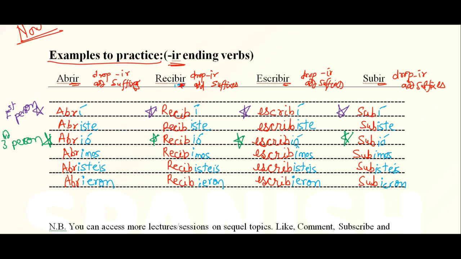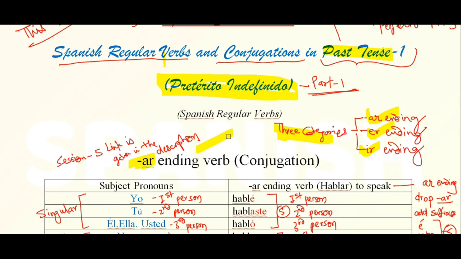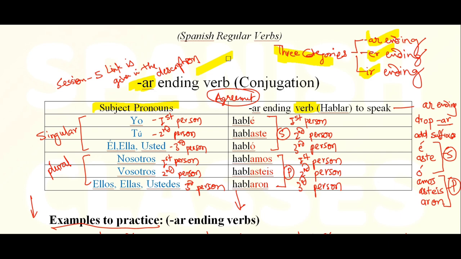Now, all pretérito indefinido verbs, we have to revise it. Let's go up. See, pretérito indefinido part 1, there are three categories, AR, ER and IR ending verb. We are doing AR ending verb, subject pronouns and the respective verbs in conjugations. See the agreement, because subject verb agreement is required everywhere in the language. We can see AR ending verb, this is the set. You can see yo, first person singular, and respective conjugation is hablé in AR ending verbs. Yo hablé means I spoke.